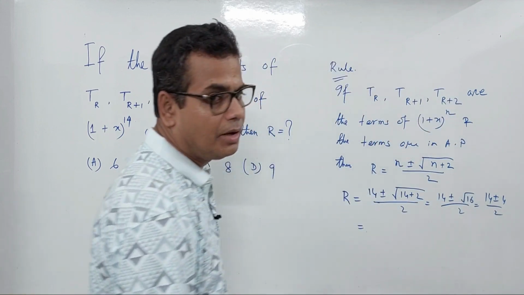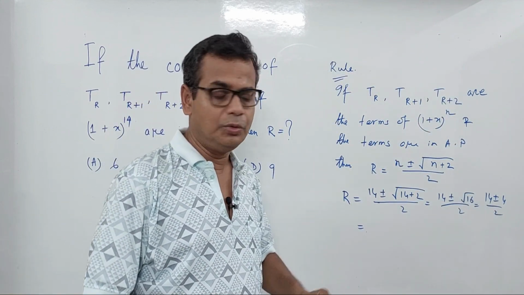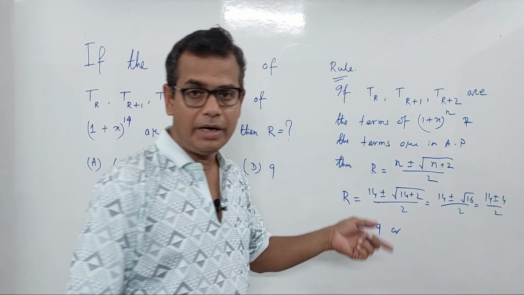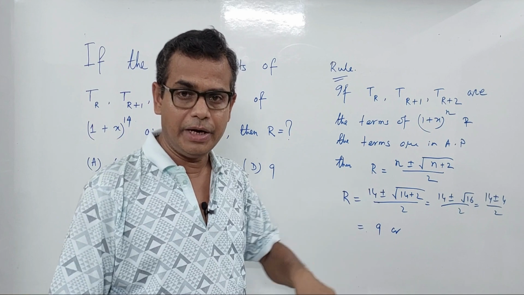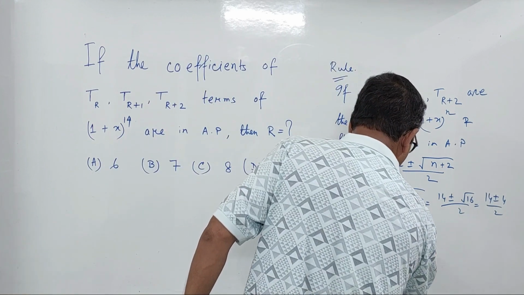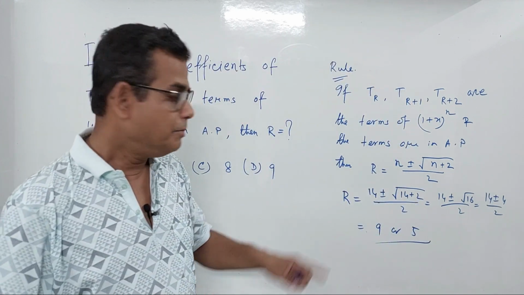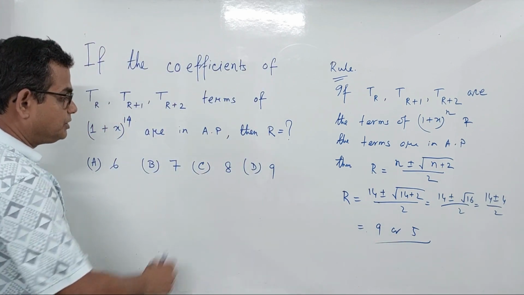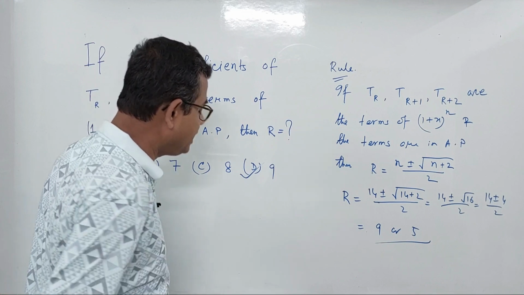that is 14 plus 4 by 2, that is 18 by 2, that is 9, or 14 minus 4 by 2, that is 10 by 2, that is 5. So the value of r may be 9 or 5. So among the four options, D is the right answer.